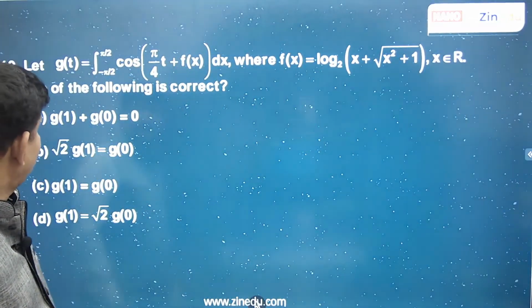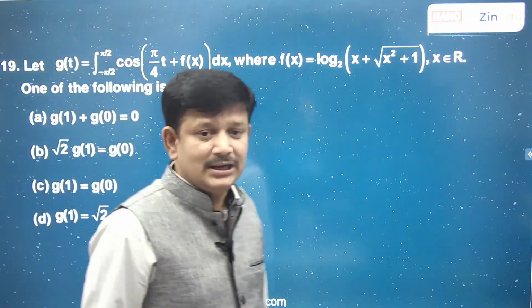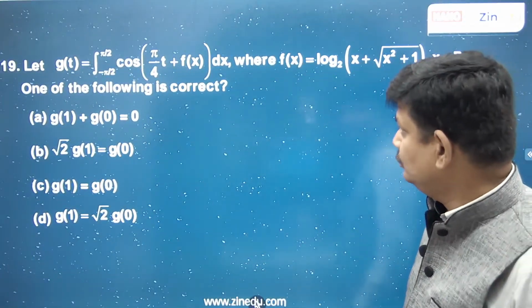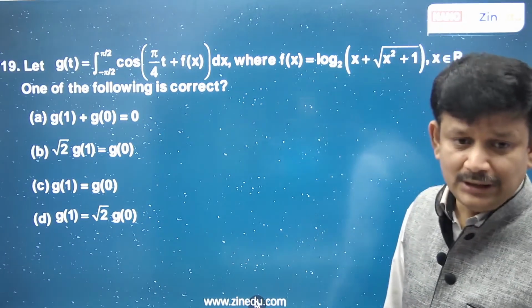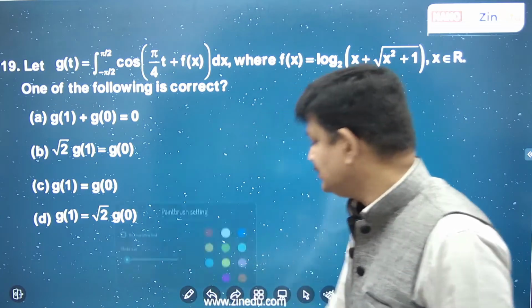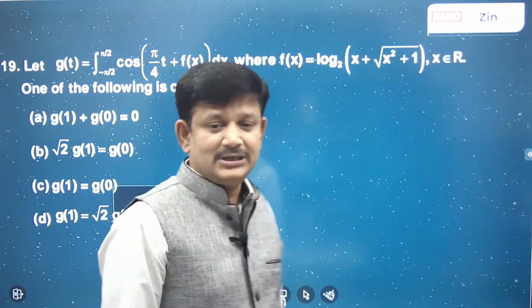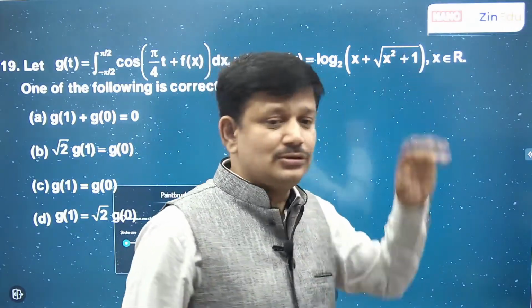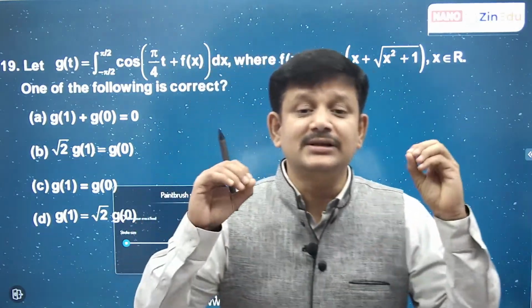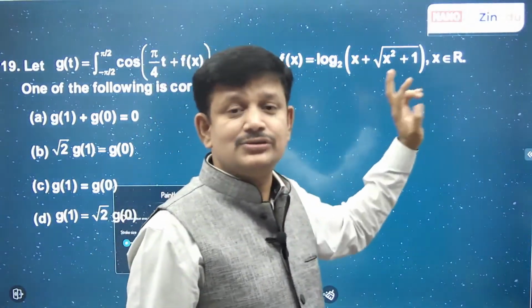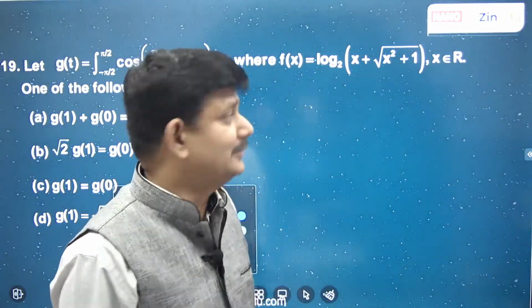G of t is equal to integral minus pi by 2 to pi by 2 cos of pi by 4 t plus f of x, where f of x is, see, look at this function. Always the paper setter wants to communicate something to you. Log of x plus root over x square plus 1, whenever he says log of x plus root over x square plus 1, he wants you to see that this is an odd function.